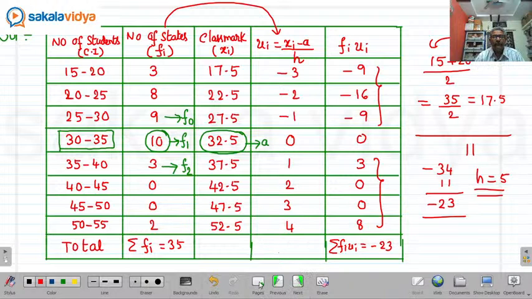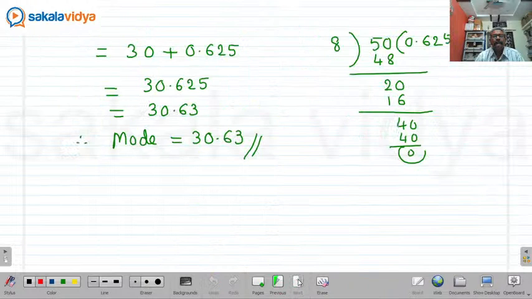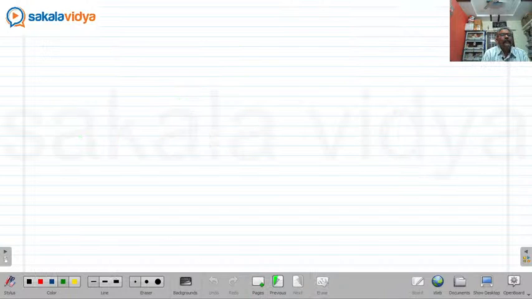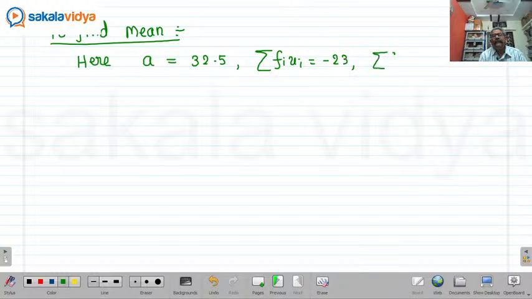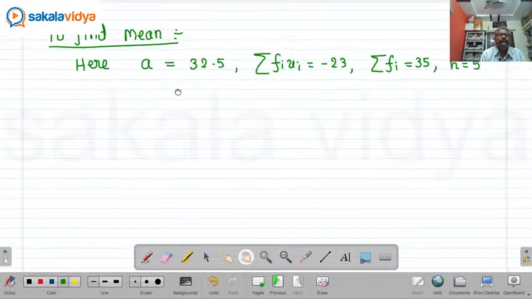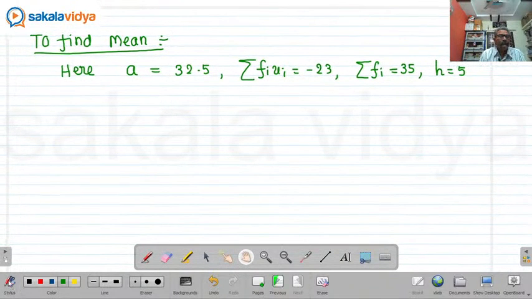Okay, now to find mean, here A equals 32.5, sigma fi ui is minus 23, sigma fi is 35, h equals 5. You can check it with your rough work.